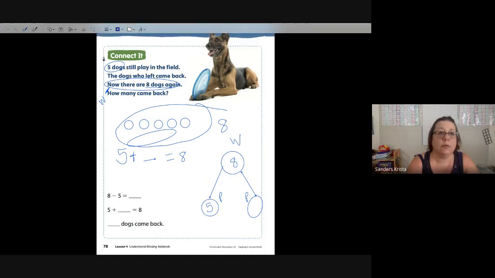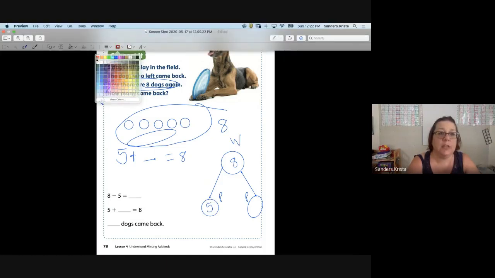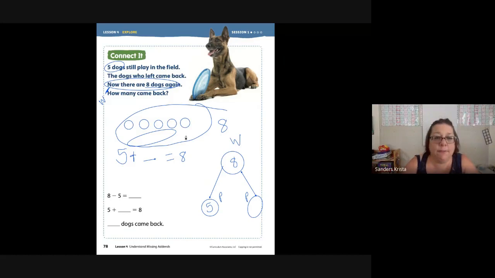I'm going to change my color to red. Okay, so if I have 5 in the field and some come back, but I have a total of 8, that's my whole, right? I'm going to count up to 8. 5, these are my missing. 6, 7, 8. So 5, 6, 7, 8. Those are the 3 that came back. That was my missing add-in that we did not know. So 5 counting up to 8 is 3.